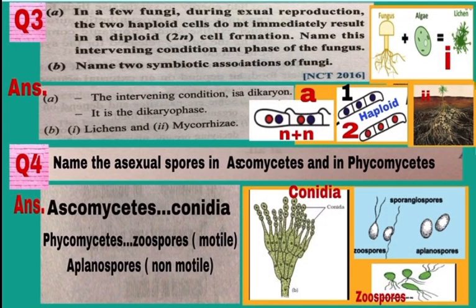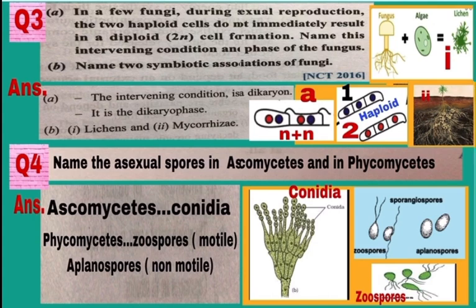Come to question number 3, part A. In a few fungi, during sexual reproduction, the 2 haploid cells do not immediately result in a diploid 2N cell formation. Name this intervening condition and phase of the fungus. The intervening condition is called as dikaryon. देखिए क्या होता है यहाँ पर 2 haploid cells fuse करते हैं and single cell is formed, लेकिन दोनों cells के nucleus अभी separate हैं. They have not yet joined.